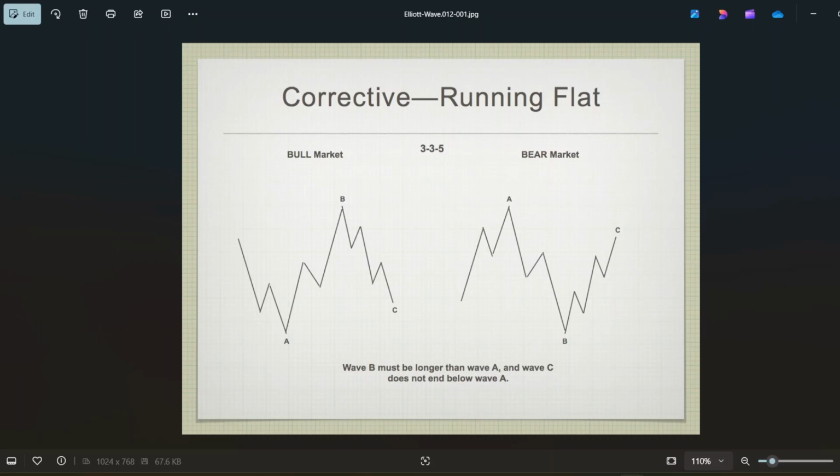Now you know exactly how to identify, trade, and avoid mistakes when dealing with Elliott Wave running flats. This pattern is a powerful tool that can help you anticipate trend continuations and stay ahead of the market.